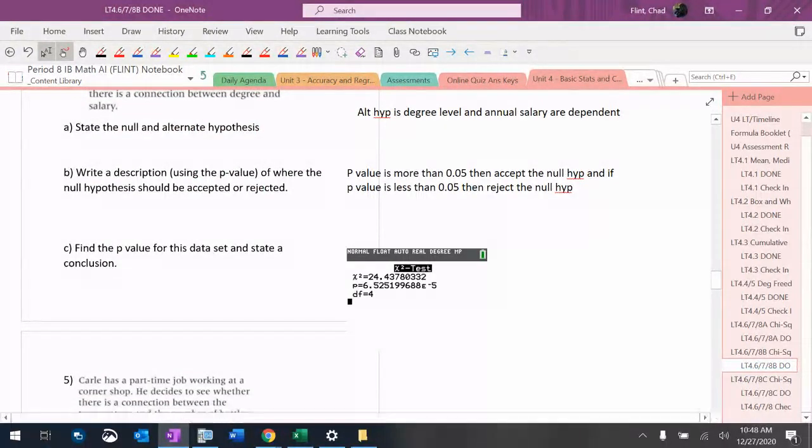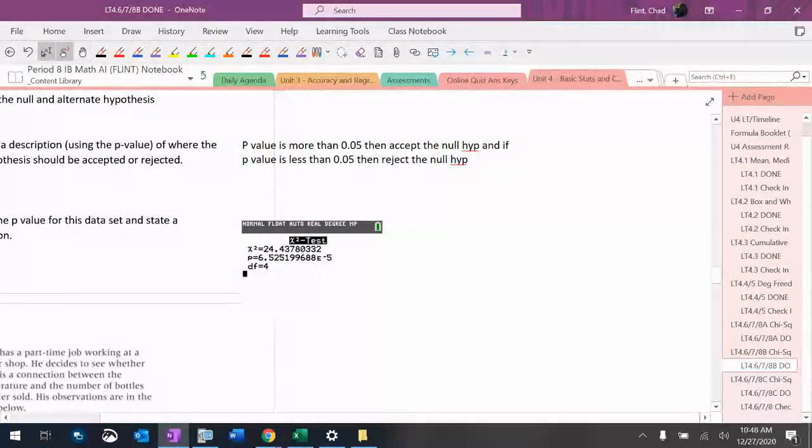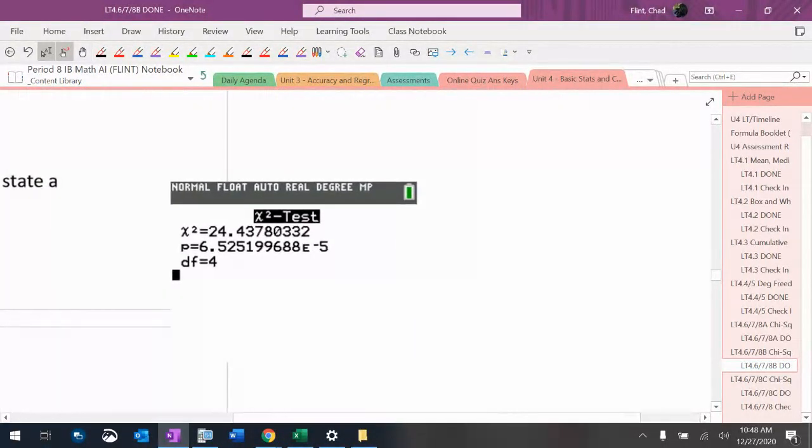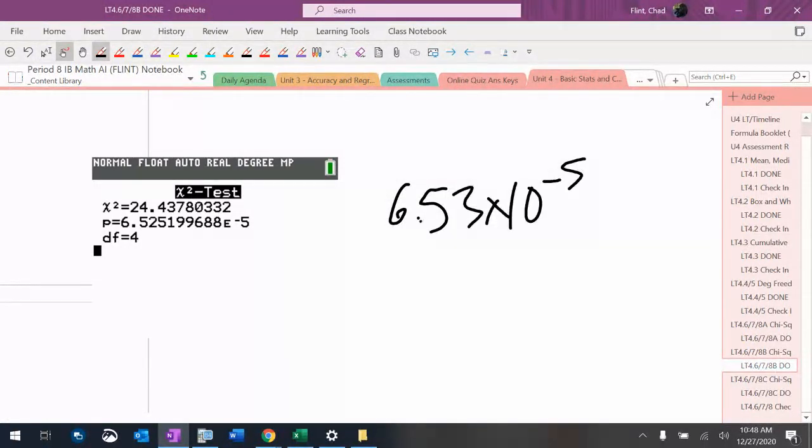So there's my calculated value. So there's my chi-squared value, and there's my p-value. So I have to use the p-value because I don't have a critical value. It's got this e in there. Remember that means times 10 to the fifth. So this would be 6.53 times 10 to the minus 5. I have to move the decimal 1, 2, 3, 4, 5 places. So 0, 0, 0, 0. All right, so that's my p.